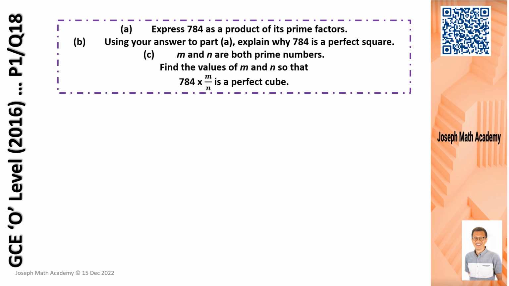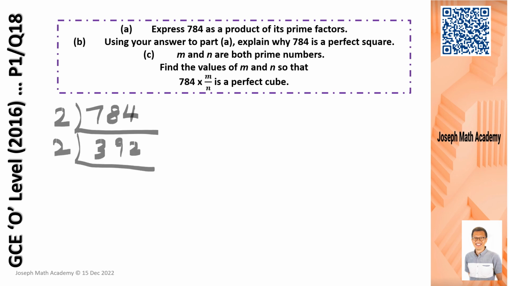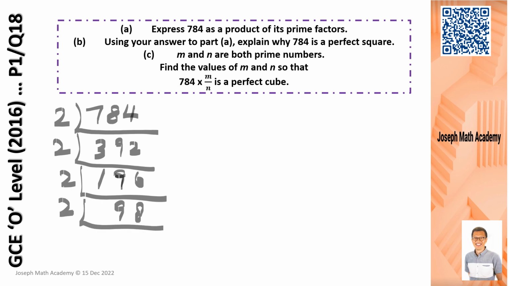So when we see such a question, immediately we know we have to use repeated division. So let's do the repeated division method to find 784 in its prime factors. Since 784 is an even number, we can divide it by 2. That gives us 392. It's still an even number. Let's proceed again, giving us 196. We shall proceed. 98. Let's proceed. That gives us 49.